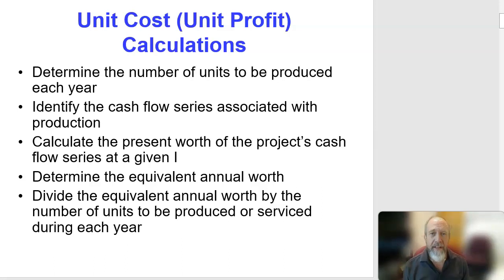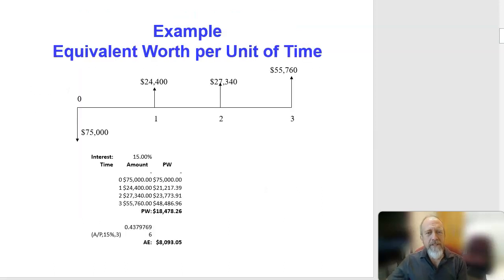Anyway, if you're looking at something like a unit cost, you want to know what that cost truly is on a per unit basis. Same concept. You get your cash flow, you look at what you're producing, you get an equivalent annual worth, you just divide by the number of units produced. It's that simple. Now, we're going to do an example, but we're going to look at it a little bit different.